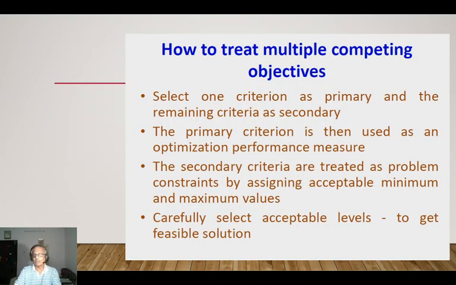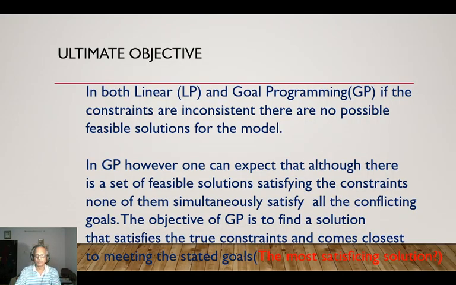So how to treat multiple competing objectives? Select one criterion as primary and the remaining criteria as secondary. Then the primary criterion is used as an optimizing performance measure, and the secondary criteria are treated as problem constraints by assigning acceptable minimum or maximum values. Lastly, carefully select acceptable levels to get feasible solutions.